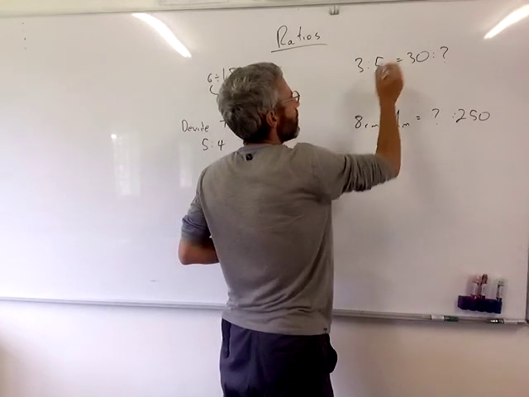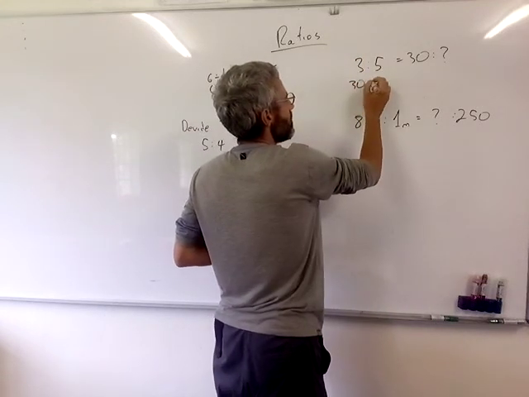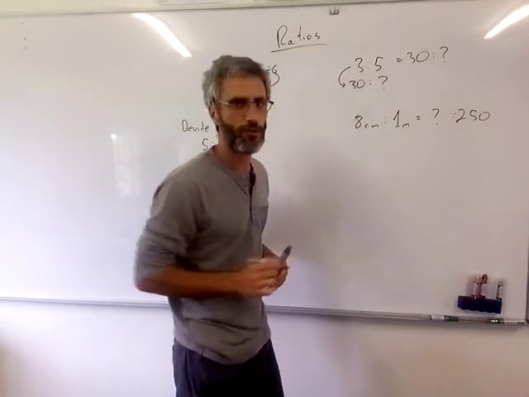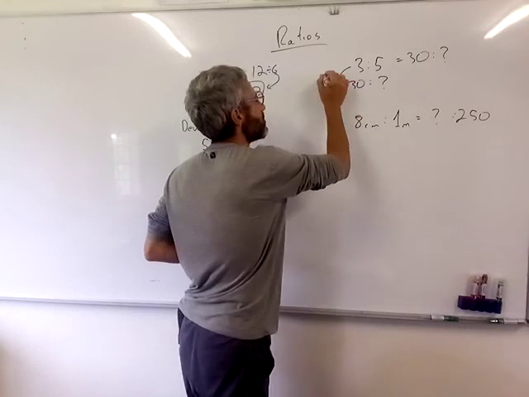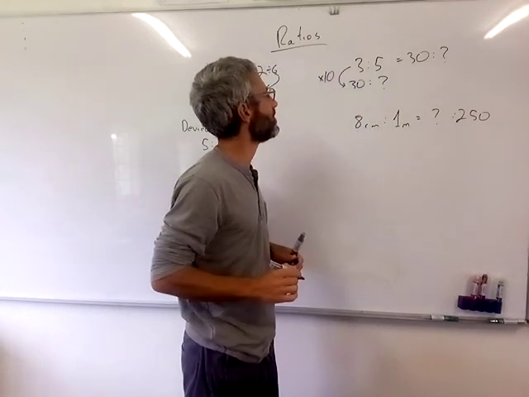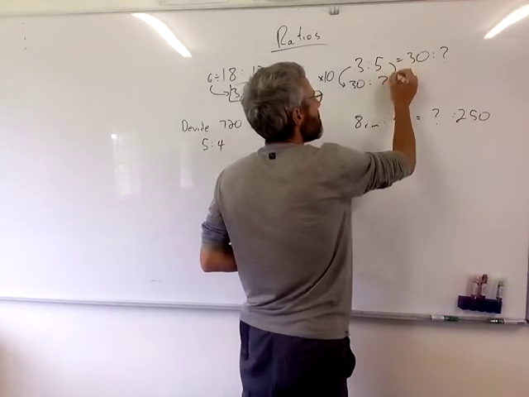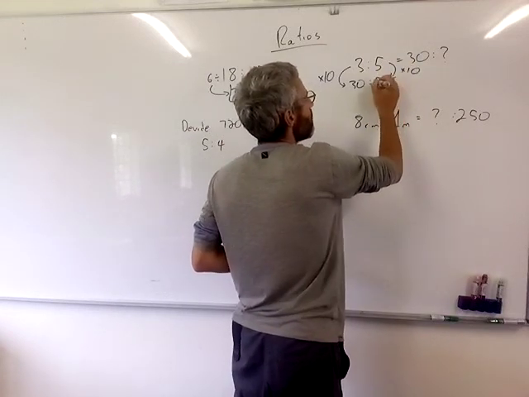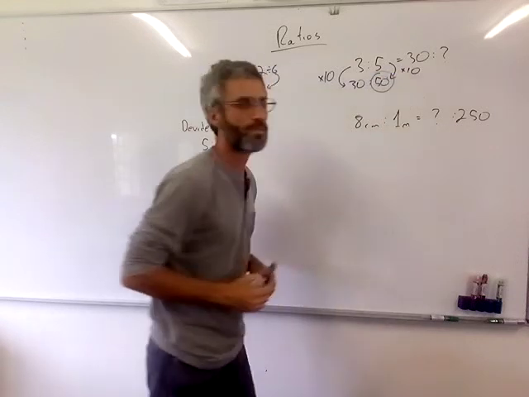I'm going to write down 30, and here is what I try to do. I need to ask myself, how did I get from 3 to 30? Well, the answer is very simple. I just timed it by 10, isn't it? So I timed it by 10 and got 30. Therefore, I must time that also by 10, and I will get 50. So the answer is 50.